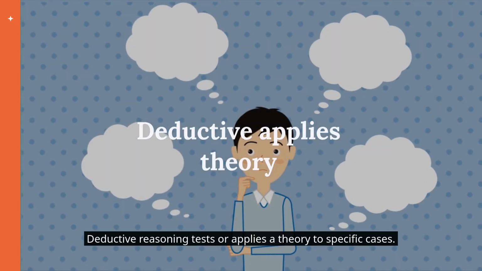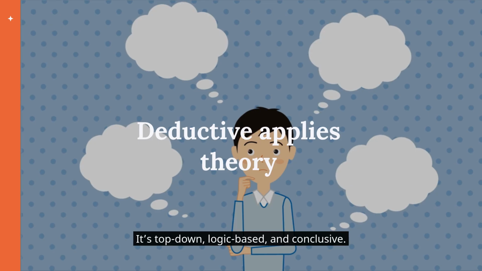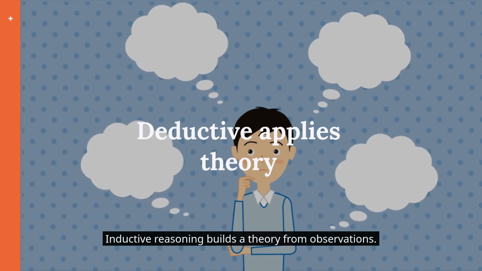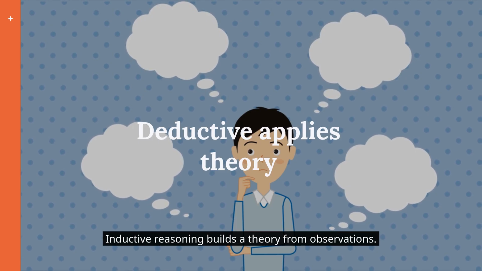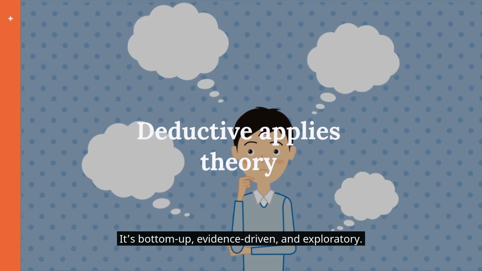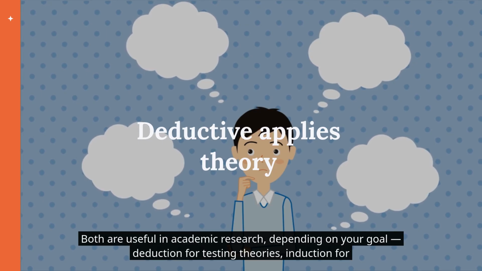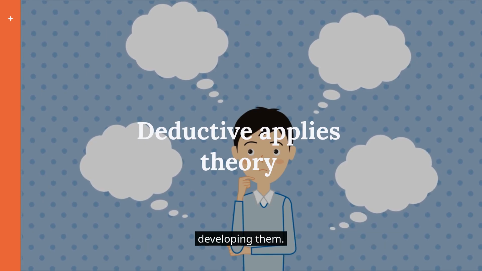Deductive reasoning tests or applies a theory to specific cases. It's top-down, logic-based, and conclusive. Inductive reasoning builds a theory from observations. It's bottom-up, evidence-driven, and exploratory. Both are useful in academic research, depending on your goal: deduction for testing theories, induction for developing them.